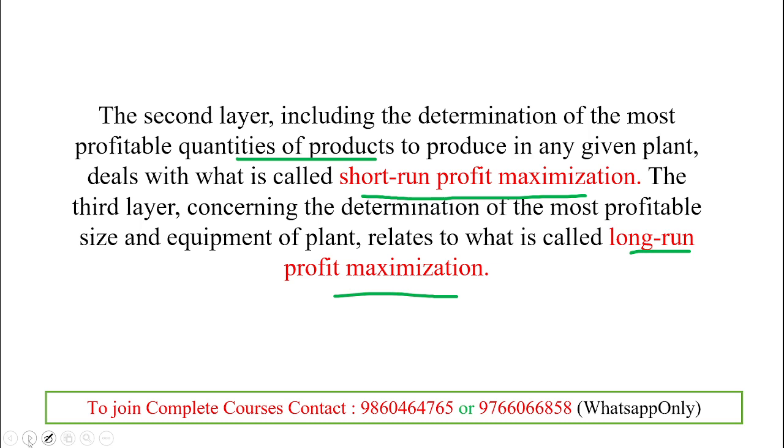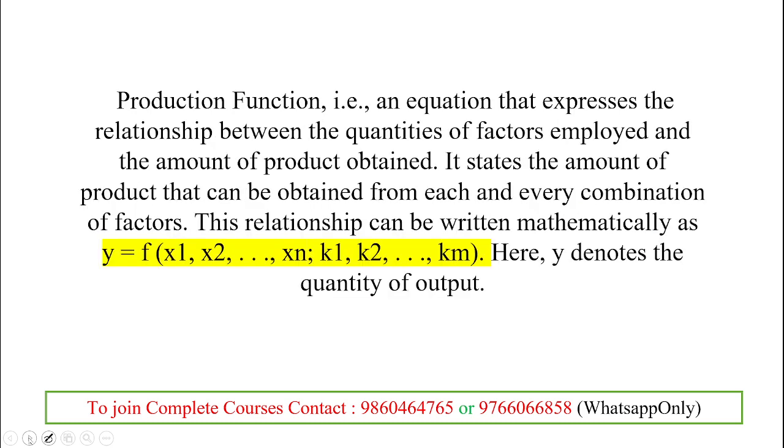Okay, then we move to our production function. Production function is the relationship between quantities of factors and the amount of product that is obtained from the use of those quantities of the factors of production. And we have learned many factors of production like land, labor, capital, entrepreneurship.